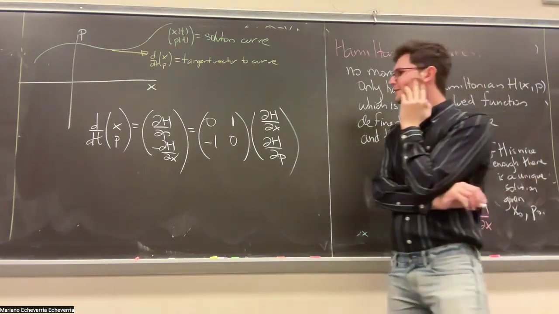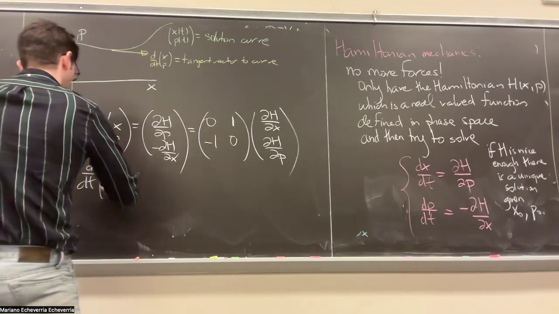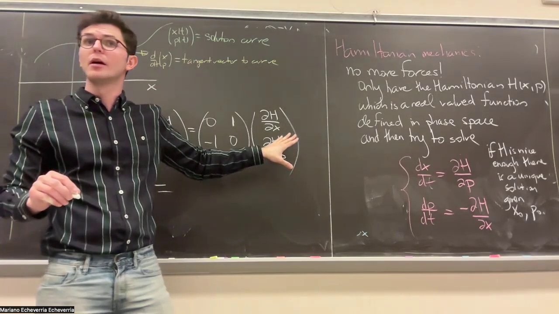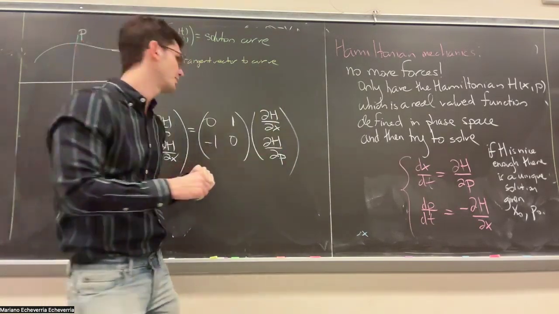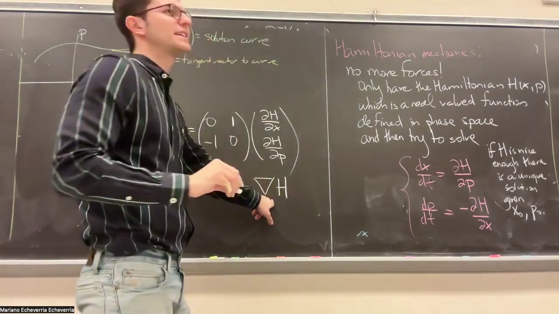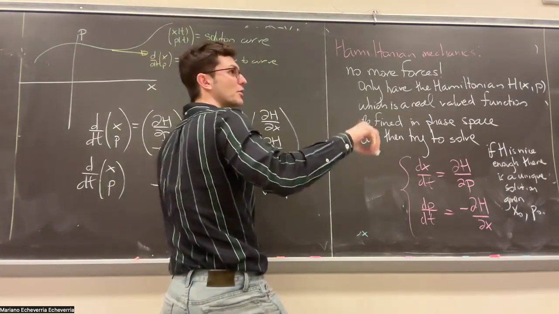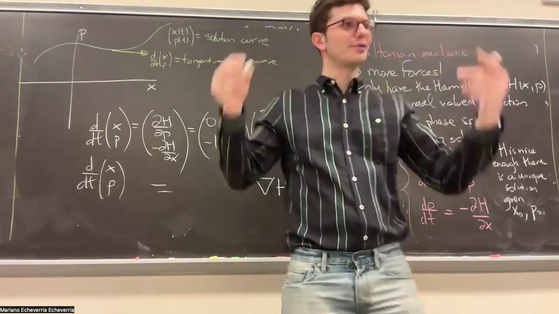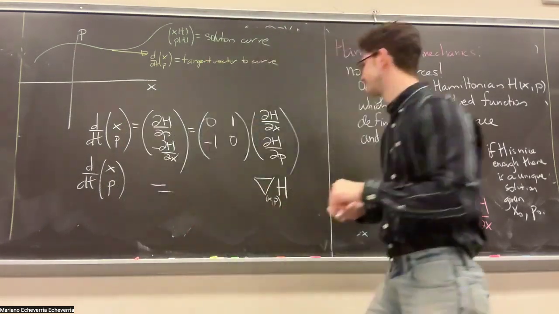Why is it nice to write it this way? Because if you write it this way, what is this? It's just the gradient of the function H, in terms of the coordinates x and p. So you could write this as the gradient of H. I'll emphasize that I'm taking the gradient with respect to x and p, because later on we'll have different coordinates. It can be a mess if you don't know what you are taking the gradient with respect to. So let me just put here x and p.